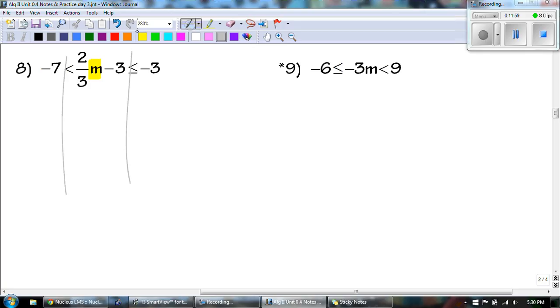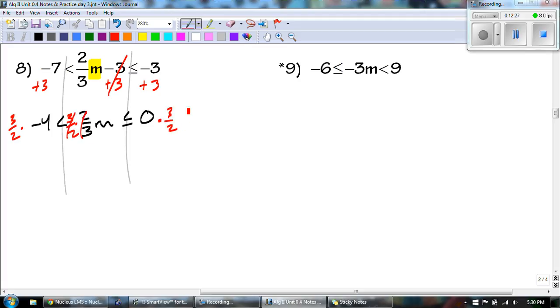There's my m. So I need to add 3 to all the sides. -7 plus 3 is -4, is less than 2/3 m, which is less than or equal to 0. To get the variable by itself, I need to multiply by the reciprocal to all three sides. Okay?